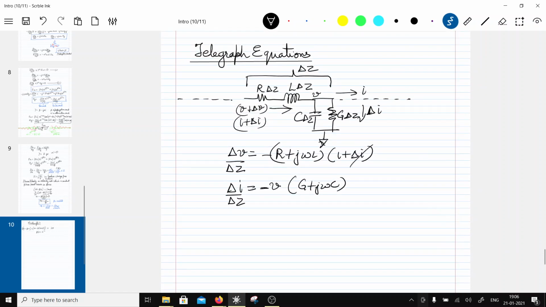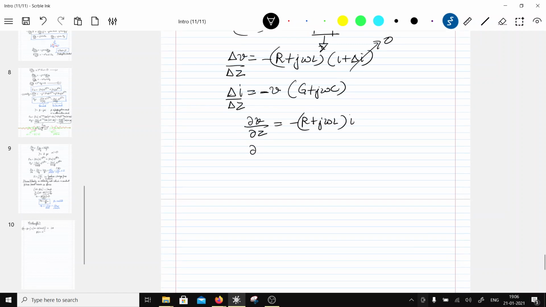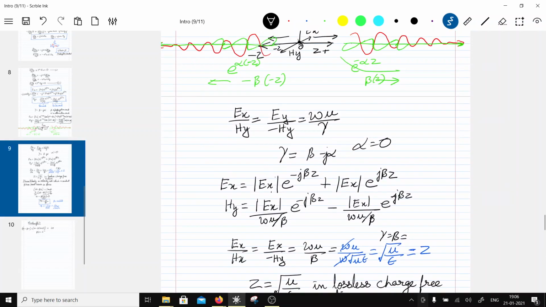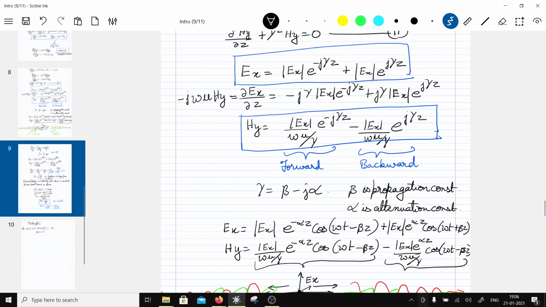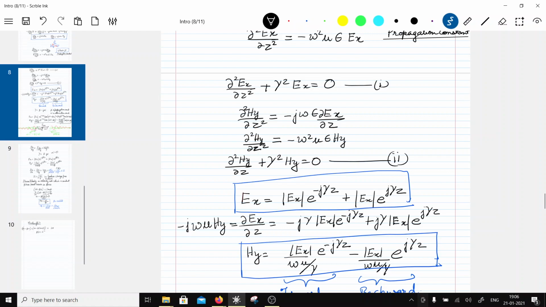Now I can assume that this component is very small, so I can write this equation as dou V by dou Z is equal to minus R plus j omega L times I, and dou I by dou Z is minus G plus j omega C times V. Now if you see this equation and this equation, it would remind you of the same equation over here. You see here the same equation, so the solution will also be the same, isn't it?